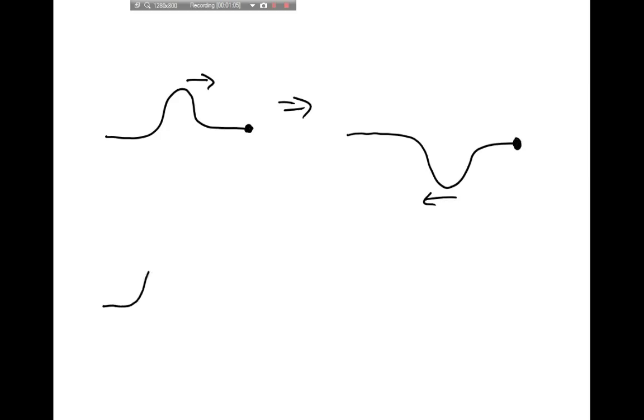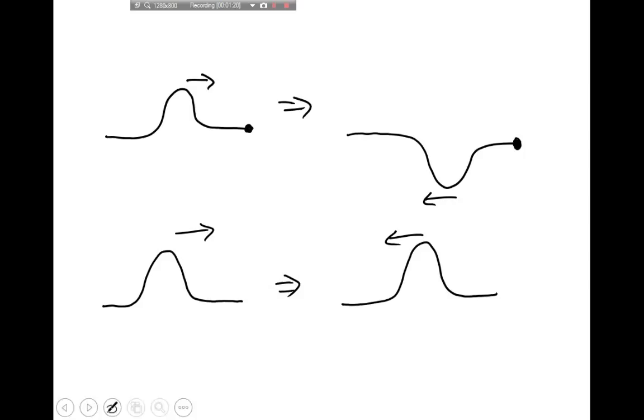Similarly, if you have a wave that's traveling along a string and it reaches the free end of the string, the wave will also be reflected off of that end, but the wave will remain right side up. And it turns out that these are actually limiting cases of a much more general phenomenon.